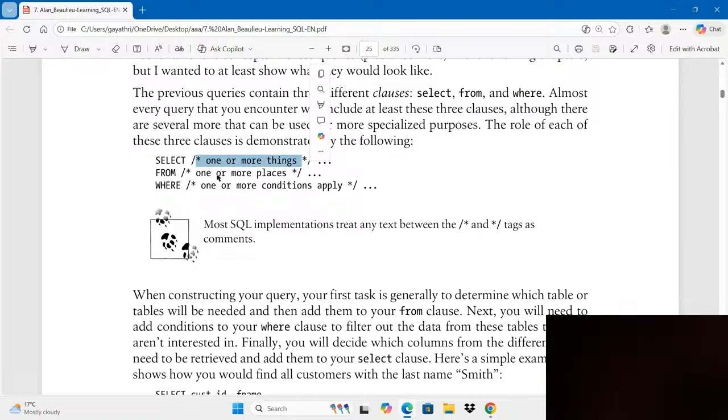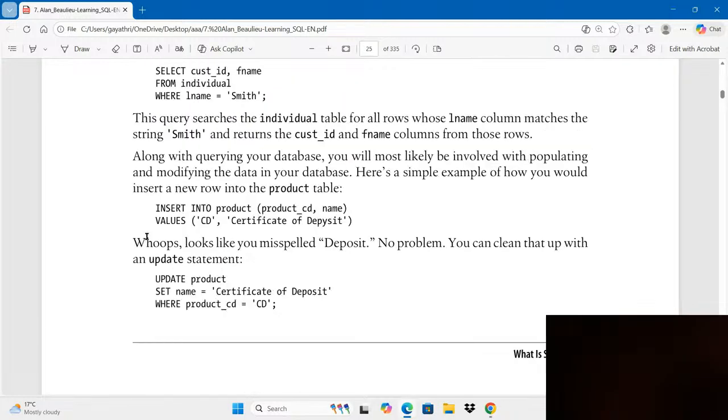Select one or more things from one or more places and conditions.